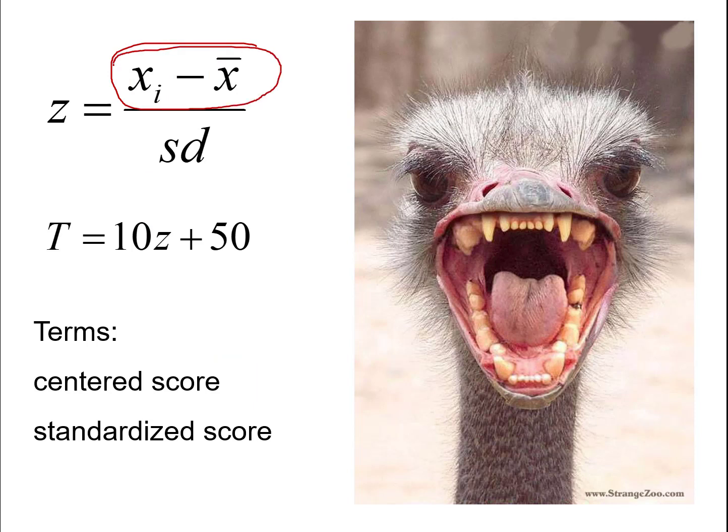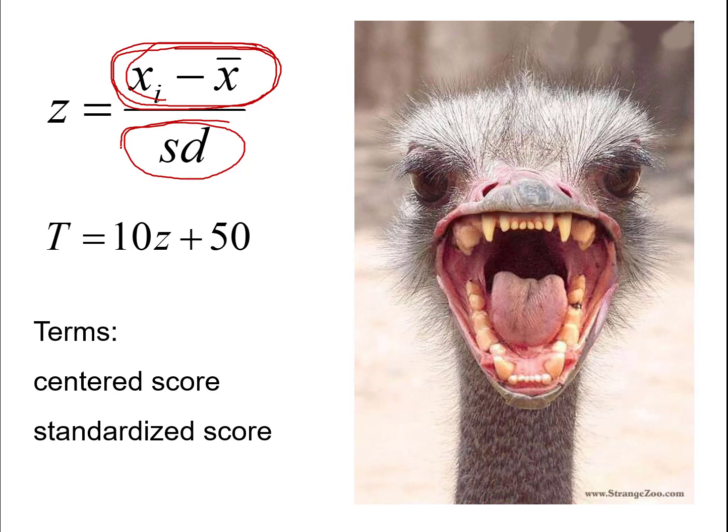That first part, this process of centering scores, is the part of the formula that gives it that property, so we get a score that has a mean of 0. And the next thing we want is a scale that has a standard deviation of 1. To get that part, we simply take our centered score and divide it by the standard deviation.